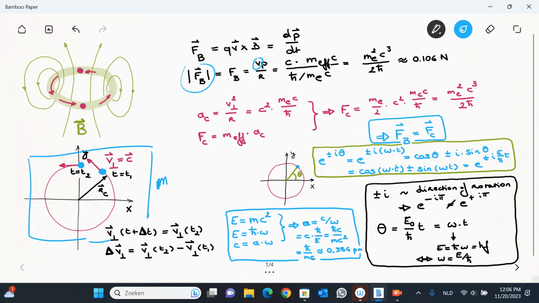So we find that the magnetic force is equal to the mass of the electron squared times the velocity of light to the power 3 divided by 2h. Where does the 2 come from? Well, the effective mass, as said, is the electron mass divided by 2. That's the effective mass.